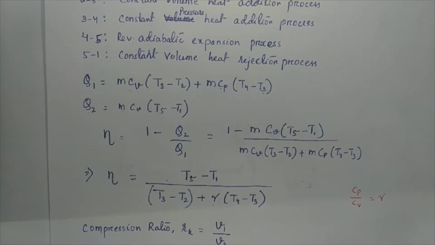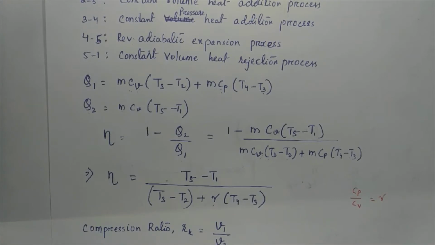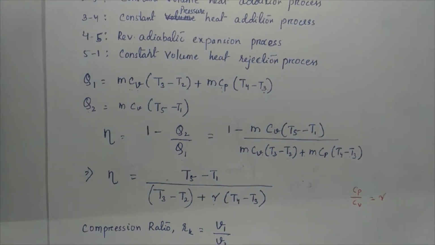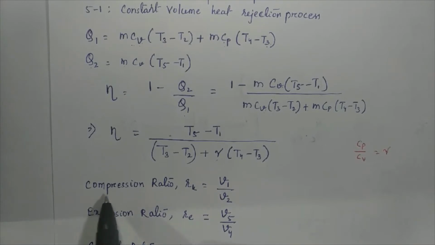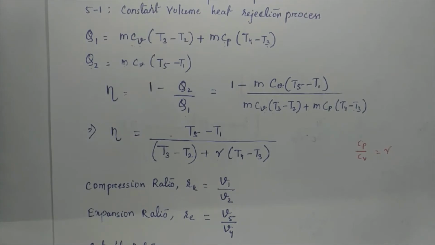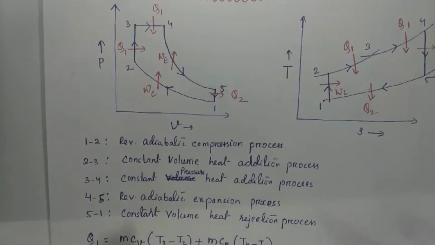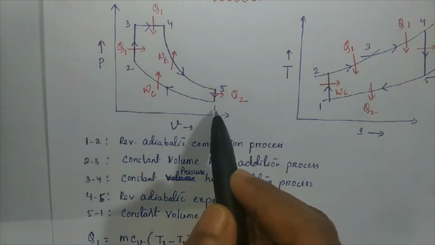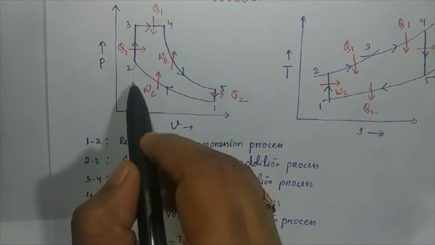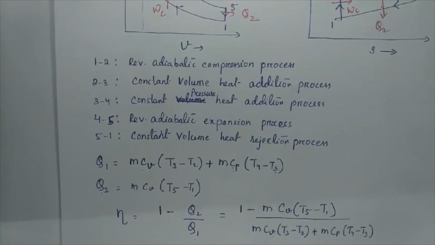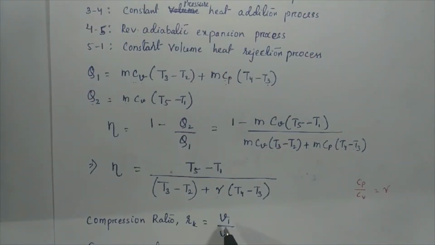Now we discuss the various types of ratios for this dual cycle. First, the compression ratio. This compression ratio is measured for the compression process. Remember, the definition of compression ratio is the ratio of maximum volume to minimum volume. For the compression process, the maximum volume is V1 and the minimum volume is V2. So for the compression process, it is V1 by V2.